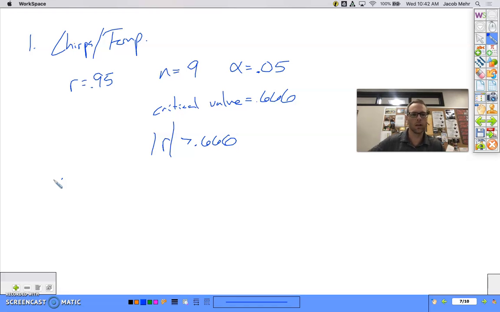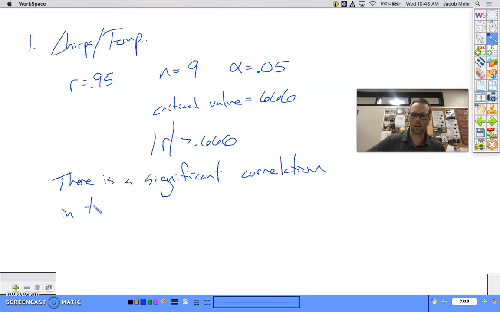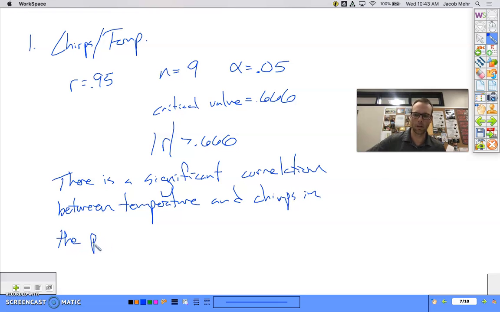What is our conclusion? Our conclusion is that there is a significant correlation between temperature and chirps in the population.